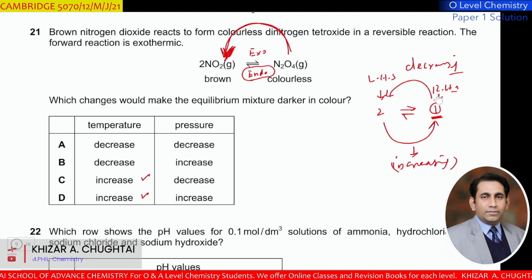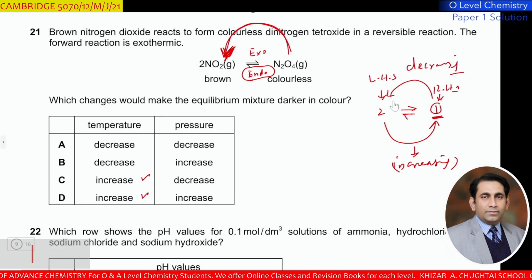So we want to move towards the left hand side, so pressure should be decreased, and C is the correct option.